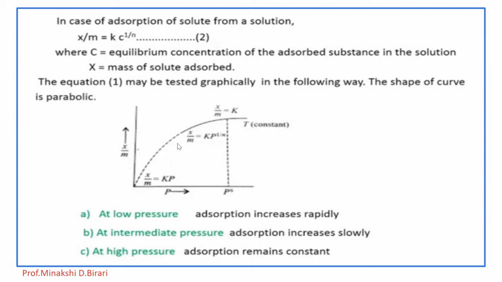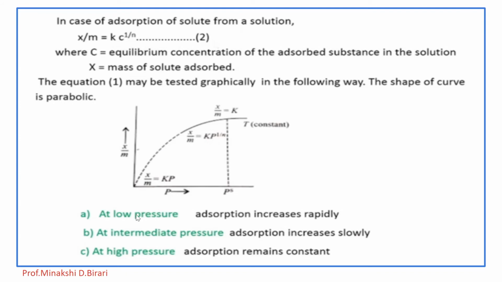So, there are three parts. The first part of the curve is linear. Then at the intermediate pressure, x/m is proportional to p^(1/n), and at higher pressure, a limiting value of x/m is reached. The curve has approximately parabolic shape at constant temperature.